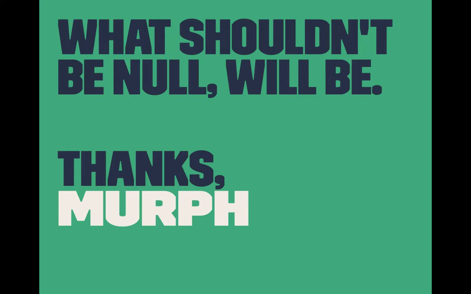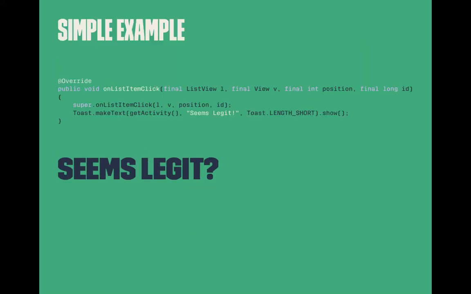And now the biggest thing that you're going to find, I see this in every single large application, small application, it slips by every developer for some reason, is this simple example here. This is an example where we're clicking on a list item inside of Android. And then the second line says toast. We're going to make a toast that says, hey, seems legit. And we're going to show it, right? Well, seems legit, right? Doesn't look like anything's going to happen.